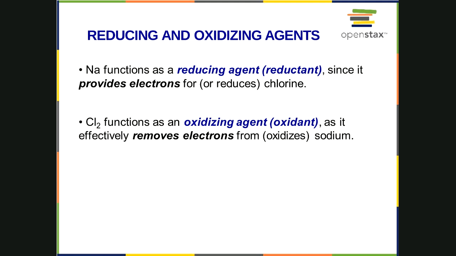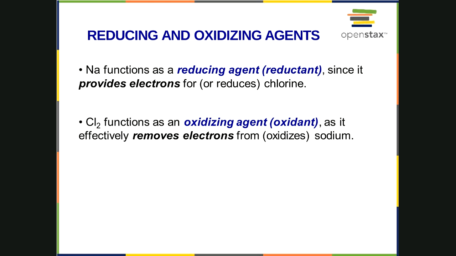Okay. Now to make it even more complicated, we also have reducing and oxidizing agents. An oxidizing agent is something that causes something else to be reduced, and a reducing agent is something that causes something else to be oxidized. So since sodium is causing chlorine to be reduced, we call sodium the reducing agent. And since chlorine is causing something else to be oxidized, it's the oxidizing agent.